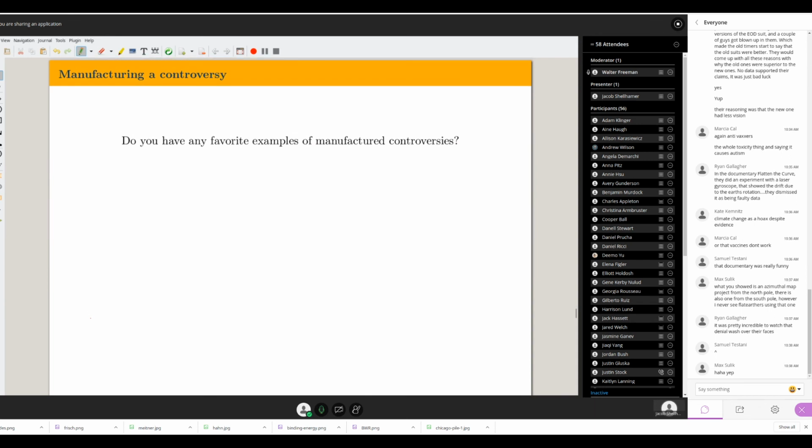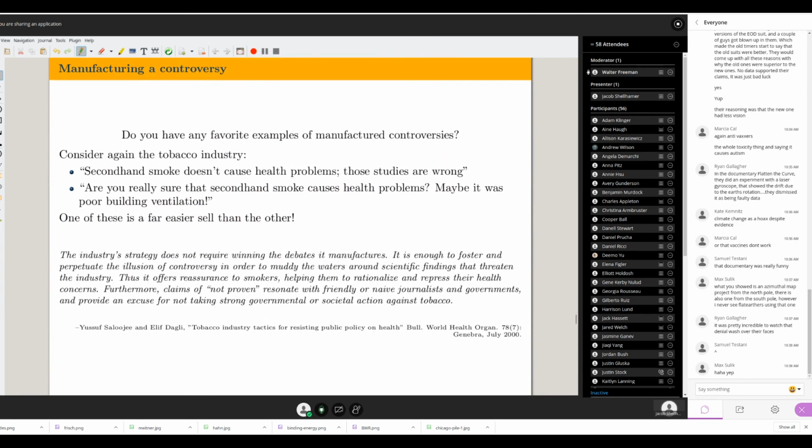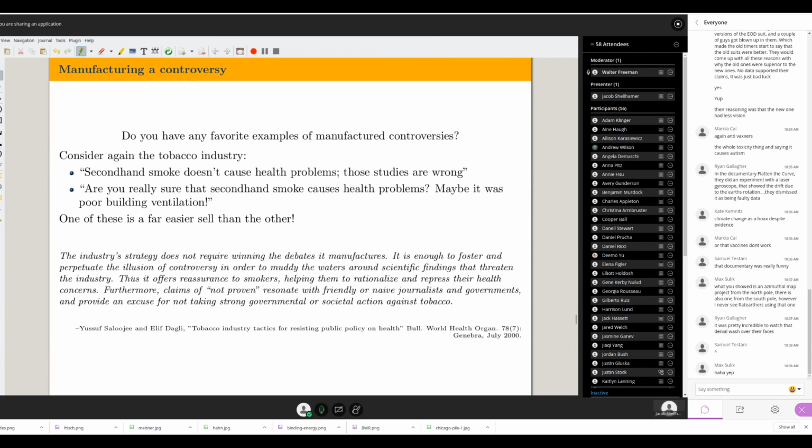Do you all have any favorite examples of places where people have manufactured a controversy where there really isn't one? While you're typing in chat to save time, I'd like to talk about my favorite, which is the tobacco industry. Research started coming out in the 1950s and 1960s that smoking was really bad for you, that smoking cigarettes would damage your lungs, that it would cause lung cancer, and that it would shorten your life.